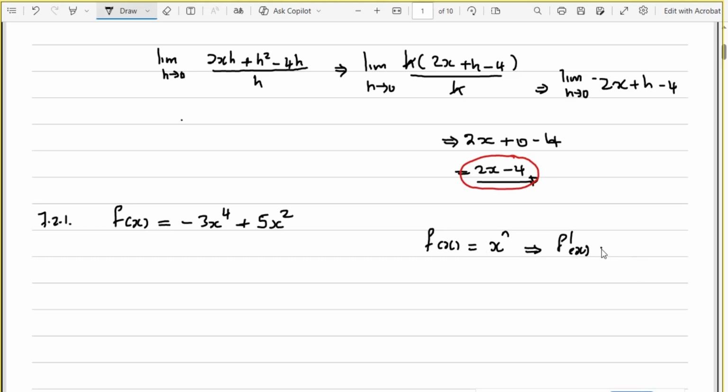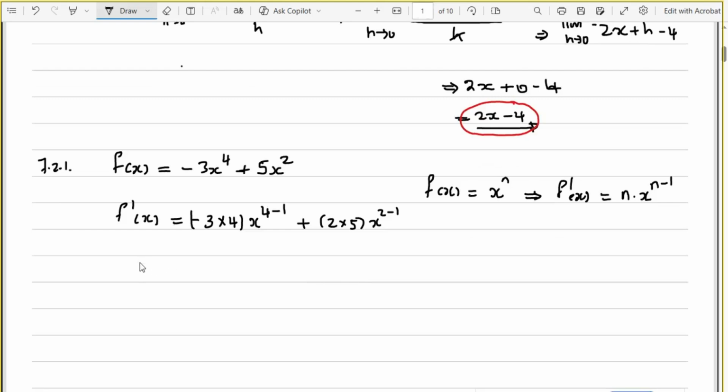So this will be equal to n times x to the power n, then we subtract 1. We need to find the derivative here. We bring the 4 down, which is minus 3, and multiply that by 4. Then x to the power 4, we subtract 1. Then plus 5, we bring the 2 down, multiply that 2 by 5, x to the power 2, we subtract 1. Therefore, what is your f prime at x? If I work this out, my f prime will be minus 12x to the power 3 plus 10x. That's the derivative, right?